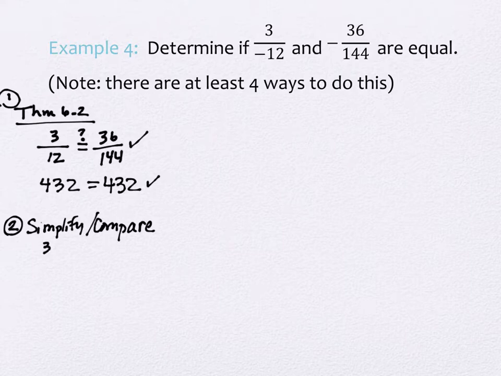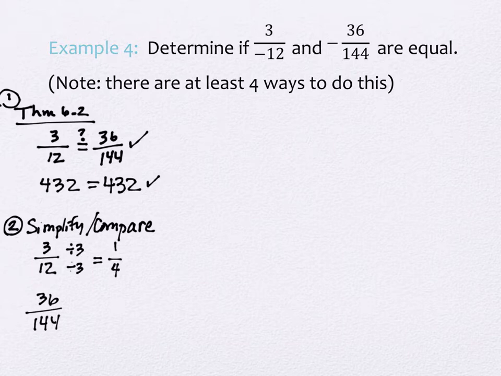I have 3 over 12. So we can multiply and we can divide, and here we're looking to simplify, so we're going to divide. What do 3 and 12 both divide by? 3. So we're going to divide top and bottom by 3. 3 divided by 3 is 1, and 12 divided by 3 is 4. Excellent. On the next one, we have 36 over 144.